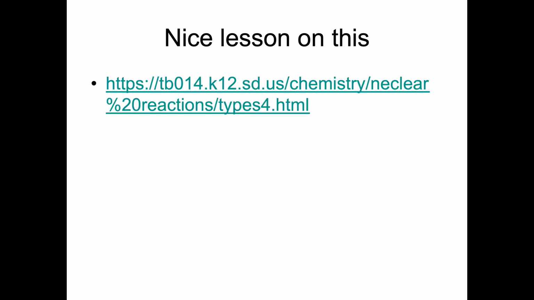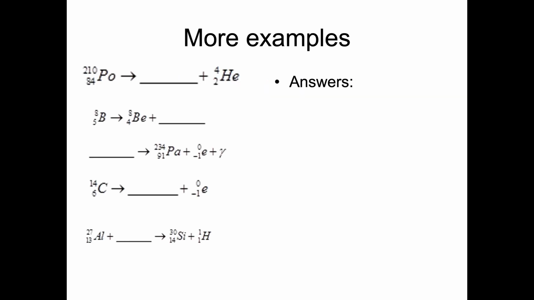There's a nice lesson on this. I'm pretty sure this still works, so you can check that out if you want to watch a video on it. All right, I'm going to give you a minute to go through these. A good idea would be to hit pause and try them. Just as an example, 4 plus what equals 210? 2 plus what equals 84? Then you can use the periodic table to find the element.